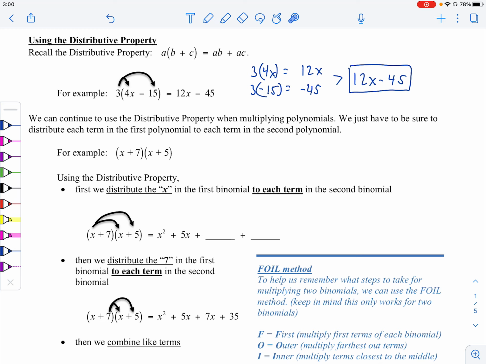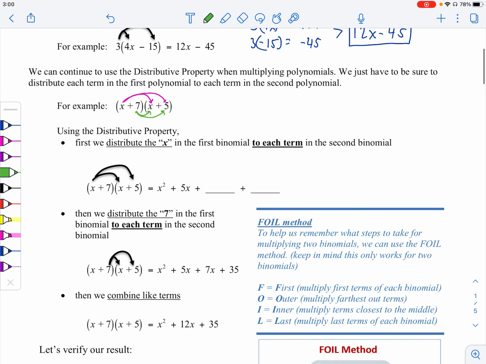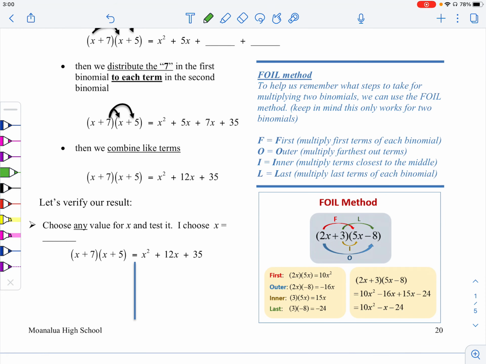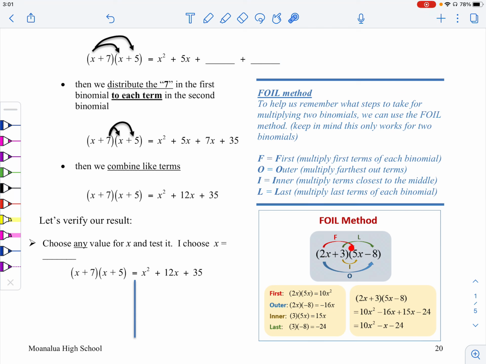And now applying it to a binomial, we just do it twice. Right? So all we're doing is going to do x times x, x times 5. Then we do the next term, since we have two terms now, 7 times x, 7 times 5, right? And we write those out. And to help us remember that we're doing that, we're using the FOIL method, right? The FOIL method says we do first, outer, inner, last. That's just to help us to remember to distribute every term, right? So first, we do outer, inner, and then last, right? So we should have 4 different multiplications going on.